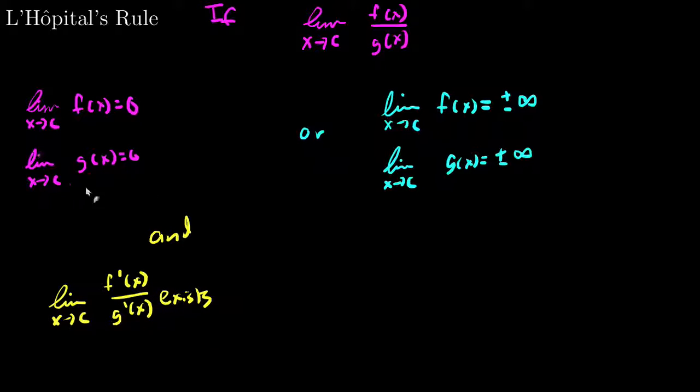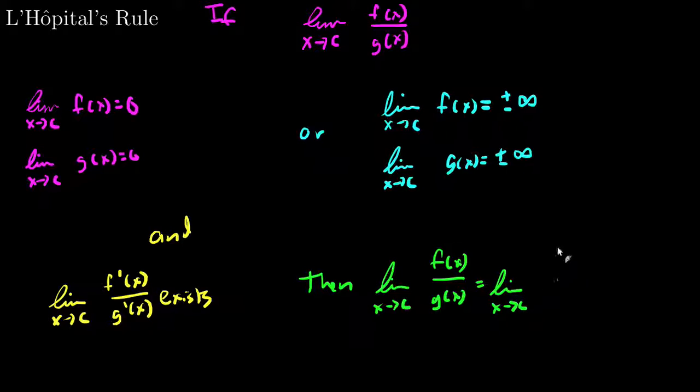So I need one of these and the limit of the derivatives to exist. Then the limit as x approaches c of f of x divided by g of x is equal to the limit as x approaches c of f prime of x divided by g prime of x. So this right here is sort of the rule you need to remember, so long as the numerator and denominator both approach 0, or the numerator and denominator both approach positive or negative infinity.